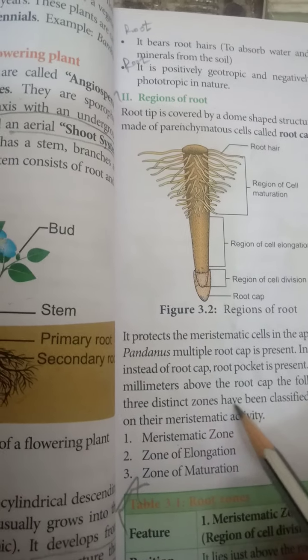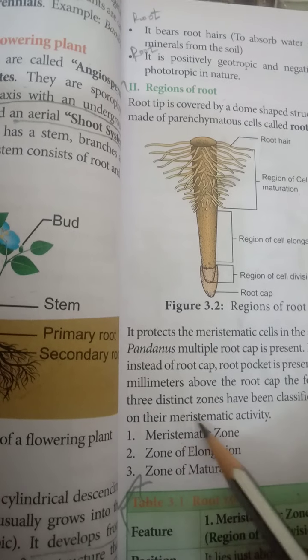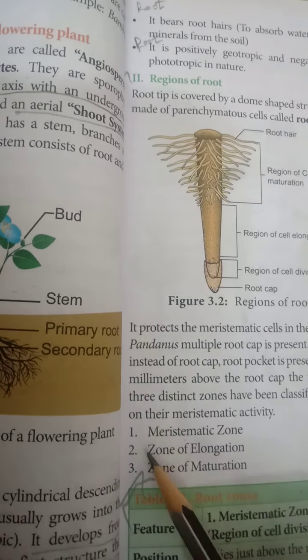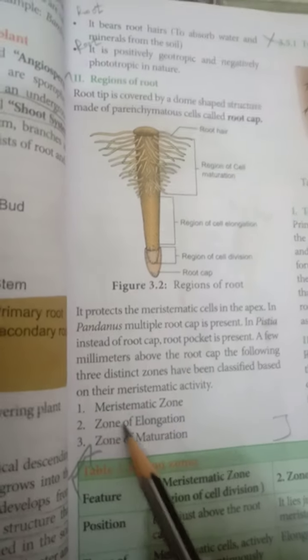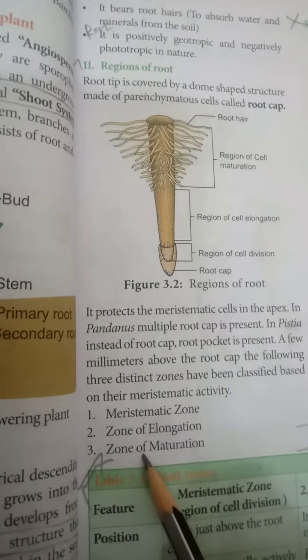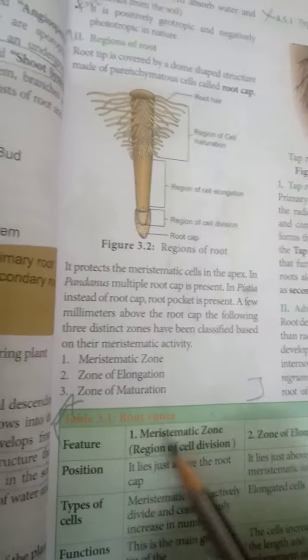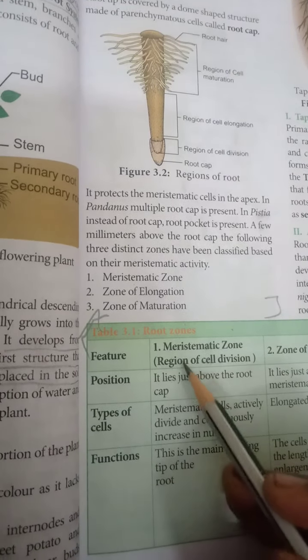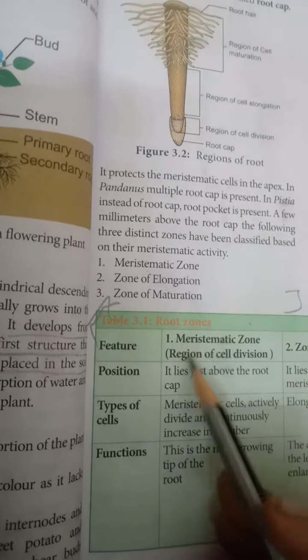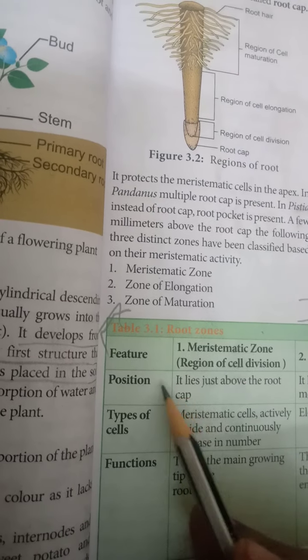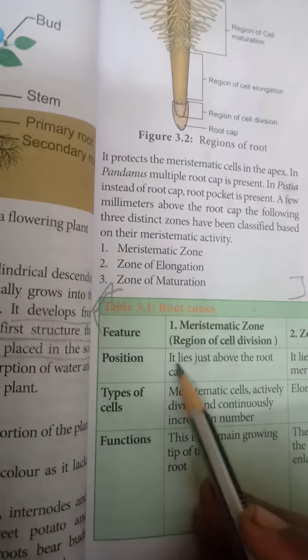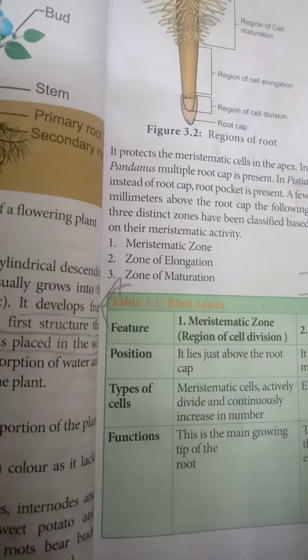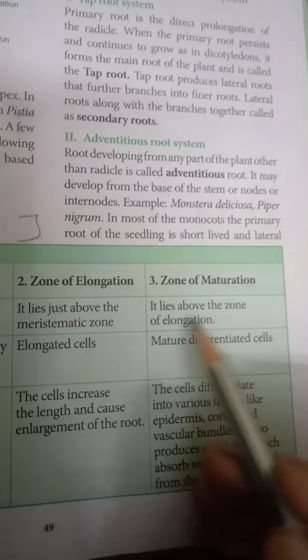Three distinct zones have been classified based on their meristematic activity. One is the meristematic zone, the second is the zone of elongation, the third is the zone of maturation. Position. The meristematic zone is also called the region of cell division. It lies just above the root cap. The zone of elongation lies just above the meristematic zone. The zone of maturation lies above the zone of elongation.